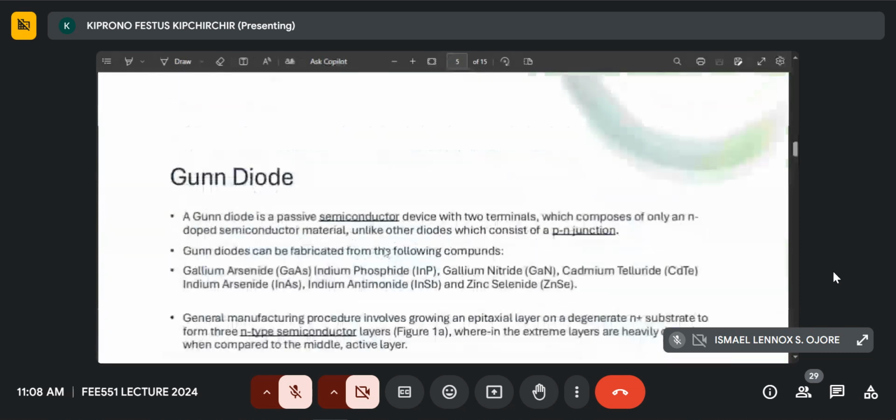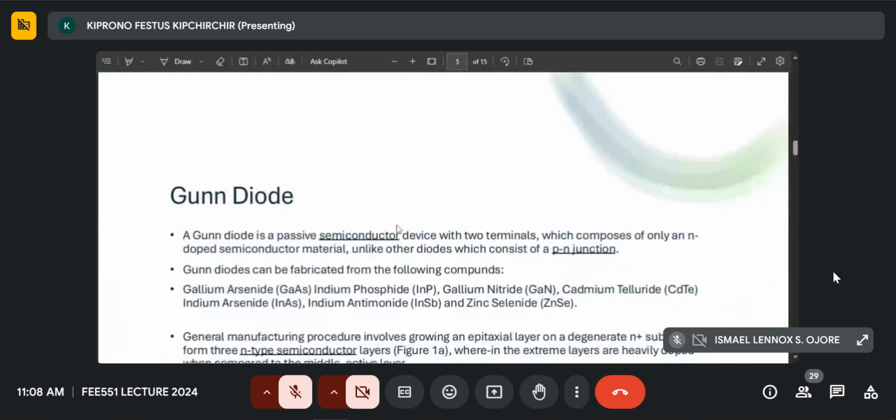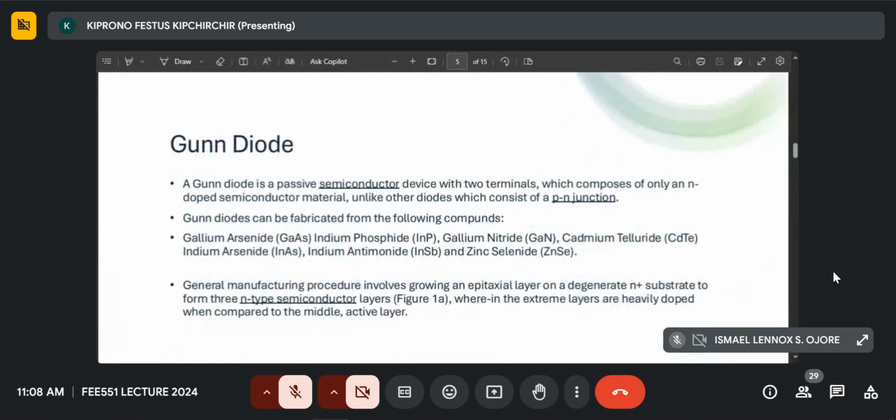We'll start with the basics of the GaN diode. As you can see here, a GaN diode is a passive semiconductor device. By passive, we always mean that it's a component that does not generate or amplify power in the circuit. The GaN diode can be fabricated from the following compounds: gallium arsenide, indium phosphide, alongside these other compounds.